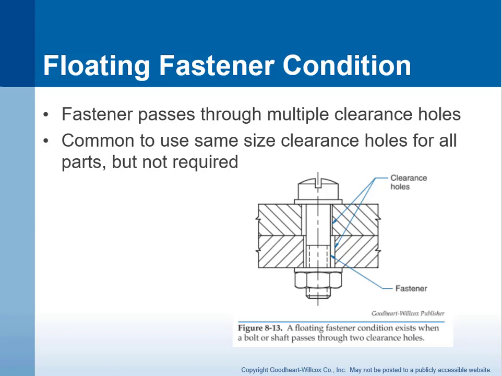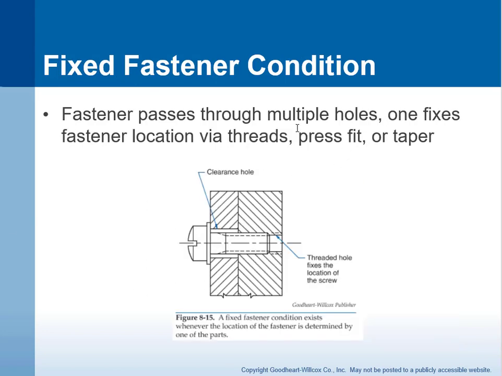But with a fixed fastener, the fastener passes through multiple holes, but one of those fixed fastener locations is fixed via threads, a press fit, or a taper. Okay, so the part is fixed to one, and the part is clear to the other one. That is a fixed fastener. We're not going to talk much more about that.